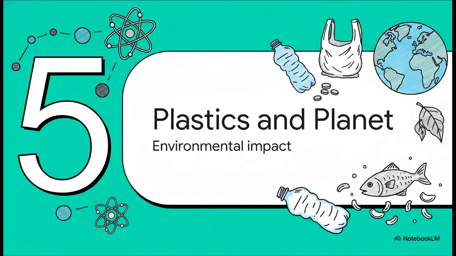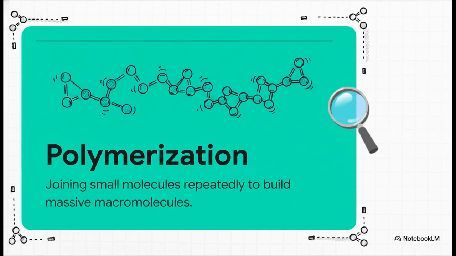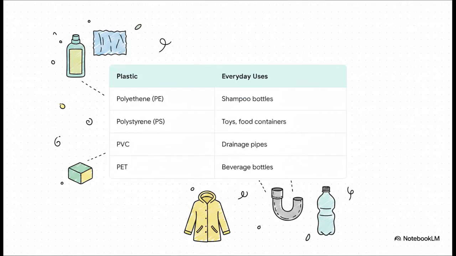Section 5. Plastics and our planet. We've zoomed out from tiny atoms to the fuels powering global transit. Now, we must take a serious look at the environmental impact of mastering these materials. Remember naphtha? Well, we take those small hydrocarbon molecules extracted from crude oil and we put them through a process called polymerization. Polymerization is the chemical process of repeatedly joining together many small molecules to build massive, incredibly durable macromolecules. We are synthetically stitching them together in labs and factories to create entirely new materials. We're creating plastics.